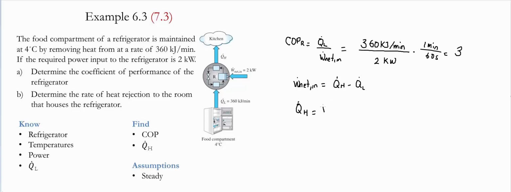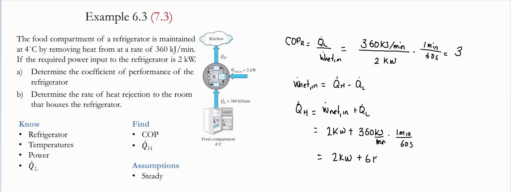Q.H is equal simply to the net power going in plus Q.L. The power going in is 2 kilowatts, and the amount of heat removed, Q.L, is 360 kilojoules per minute. To be able to add these, we need to make them the same units. So 1 minute is equal to 60 seconds. This gives us 2 kilowatts, plus, if we take this value, 6 kilowatts.